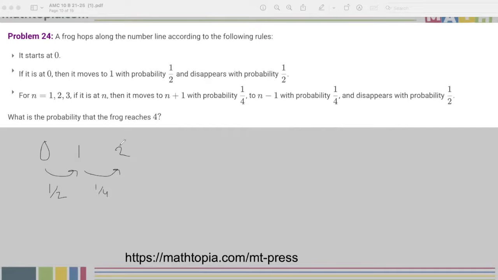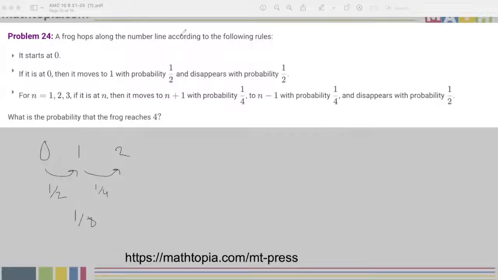1/4, right? But the issue is that 1/2 times 1/4 is 1/8, which is not the entire probability that the frog reaches 2, right? Because there's also the 1/4 chance that the frog goes back and then a 1/2, 1/4 chance that it makes it all the way to 2, right? So we have to add that in.